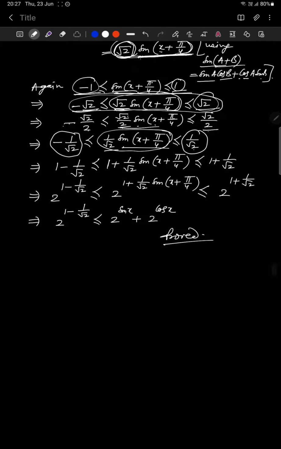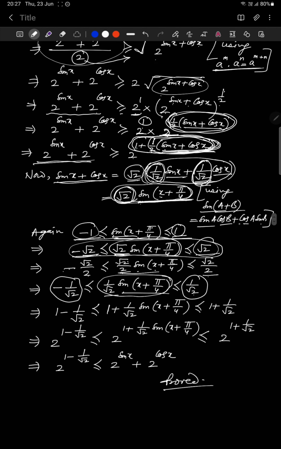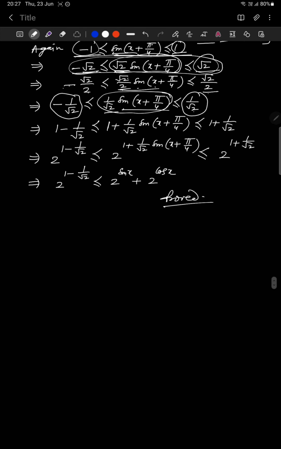Now 1 is added because, as you see over here, this is 1 plus 1 by 2 multiplied by this. So as 1 is added over here, because of that we have added 1 to this particular quantity, and hence to this one and this one, so that this whole thing becomes 1 plus 1 by root 2 sin(x plus pi by 4), and 1 is added to this minus 1 by root 2, and 1 is added to this 1 by root 2. Because of that it becomes this and this one. Although we are not concerned with this one, we have to focus only on this.